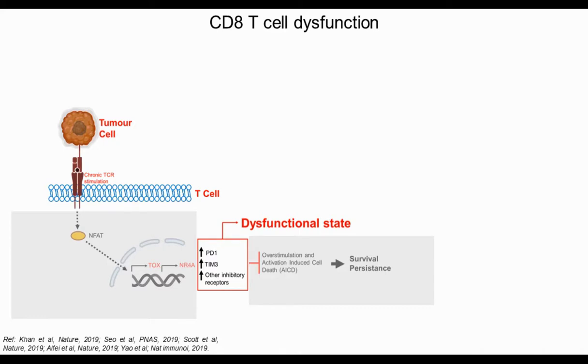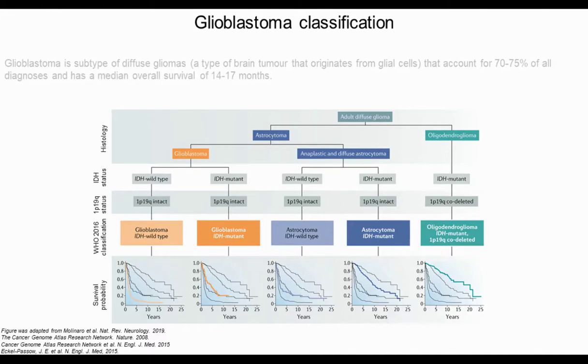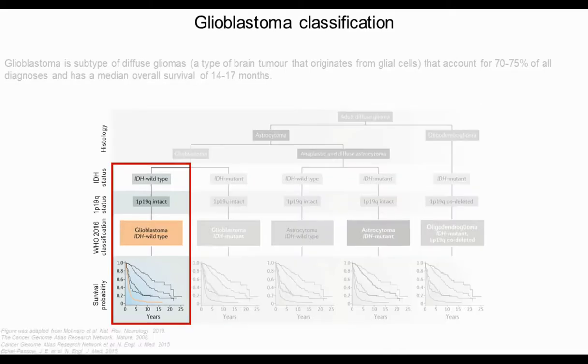The problem is that this way to survive drives a dysfunctional state of these cells that prevents them from killing the tumor. And the obvious question of this presentation is what happens in glioblastoma? When we think of glioblastoma, we are thinking of several types of disease with a very complex classification. In very simple words, glioblastoma is a subtype of diffuse gliomas, basically any tumor that resembles a glial cell. There are several types of diffuse gliomas, but the ones we are focusing our research on are IDH wild-type glioblastomas, which are the ones with the worst survival of all brain cancers.